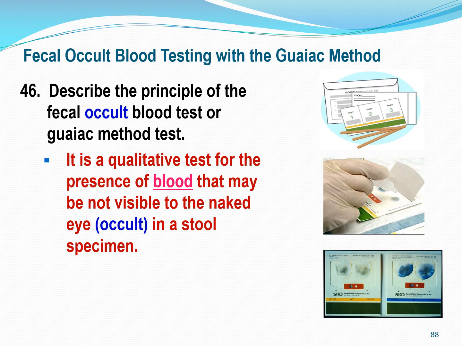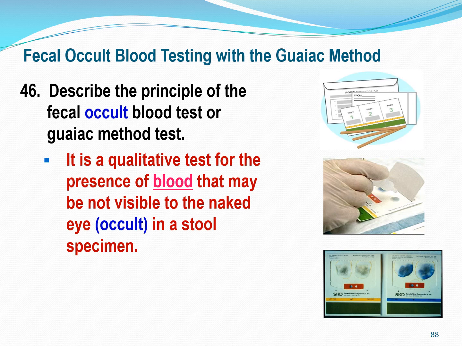So now let's go on and talk about fecal occult blood testing, right? This is when we suspect our patient may possibly have a bleeding ulcer or something, and although we don't see the blood in our stool specimens, we suspect there may be blood there. Okay, well, we want to talk about the principle. We talked about this earlier, right? It's a qualitative test for the presence of blood that may not be visible to the naked eye, which means it's occult, right? In a stool specimen.